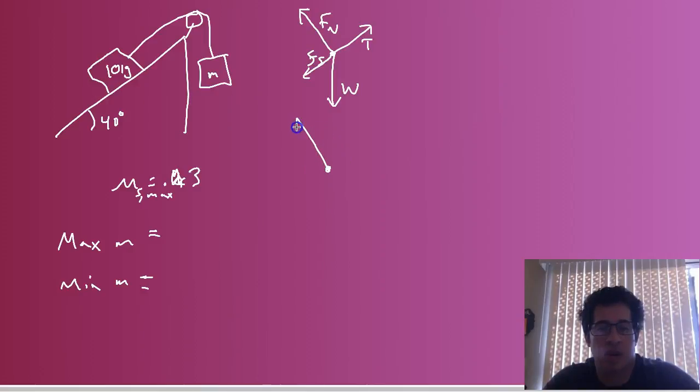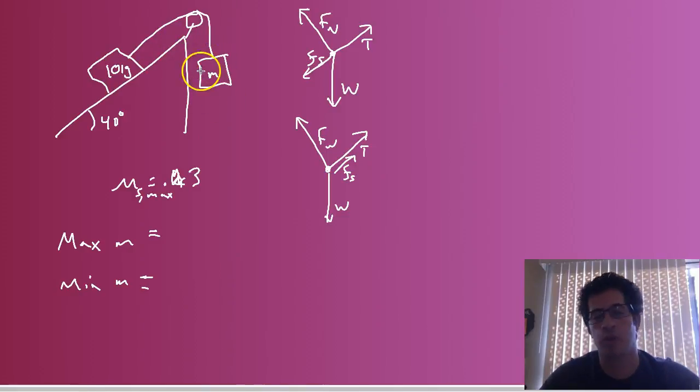However, if that hanging mass is too light, then static friction will be going the opposite way, because the block will be trying to slide down the ramp and it's keeping it from sliding down the ramp. So depending on how heavy this is, or how much mass this has, and how hard we're pulling here, it's going to change static friction depending whether it's going down or pulling up.